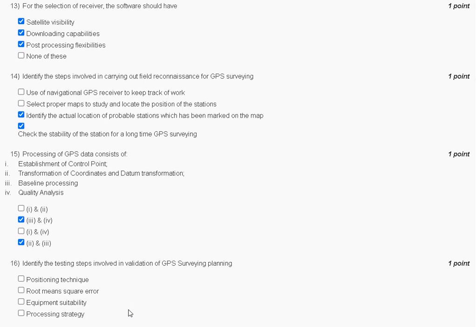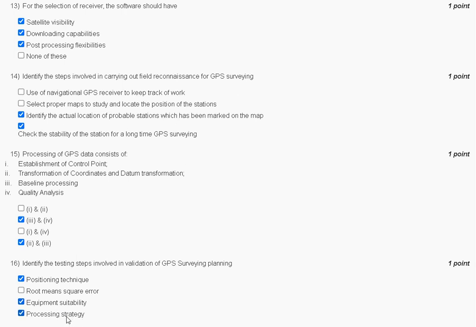Question number 16. Identify the testing step involved in validation of GPS surveying planning. The correct answer is option number A, positioning technique, and option number C, equipment suitability, and option number D, processing strategy.